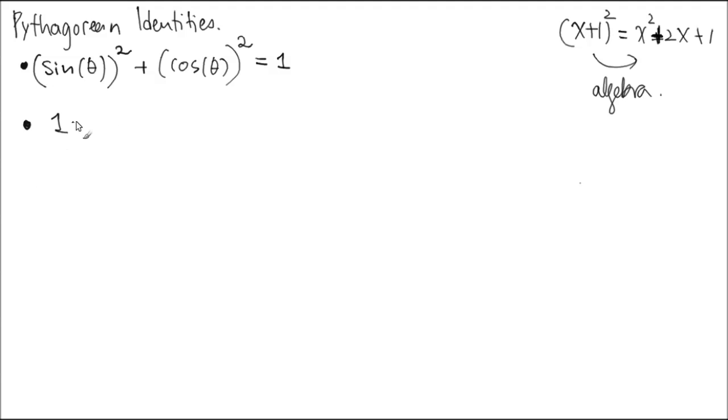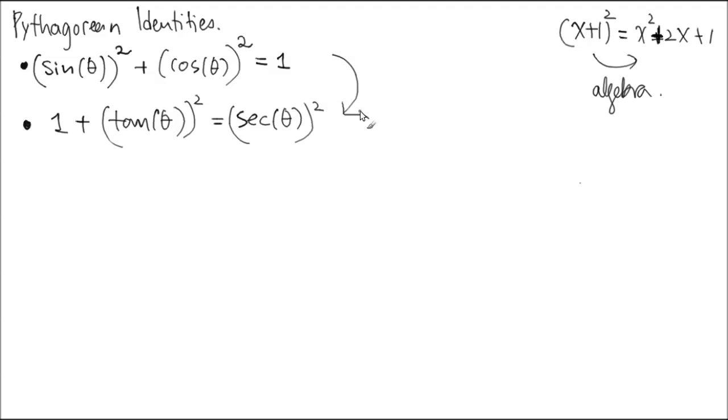Another identity that shows up a lot is 1 plus tangent theta whole quantity squared equals secant theta whole quantity squared. If you do a little bit of algebra, you can go from the first equation to the second equation. But the second equation is based on the first one. The first one is a fundamental one. It is called the Pythagorean identities.